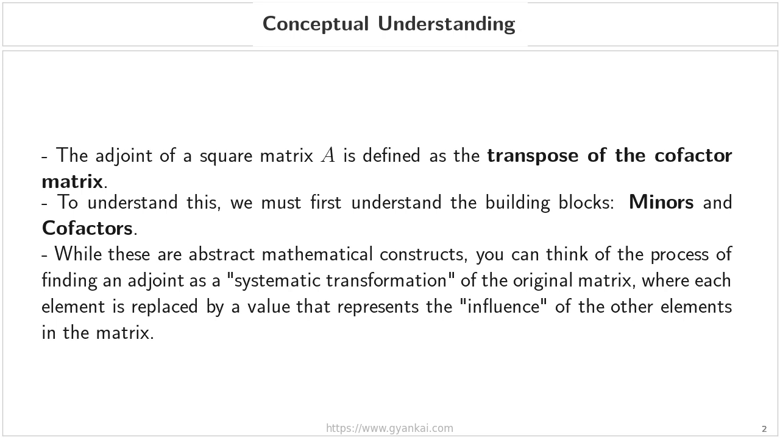If these terms feel a bit abstract or intimidating right now, don't worry. You can think of the entire process of finding an adjoint as a systematic transformation. Imagine you are taking your original matrix and replacing every single element with a new value, a value that represents the influence or the impact that all the other elements in the matrix have on that specific position. In the next few slides, I will show you exactly how to perform this transformation step by step.